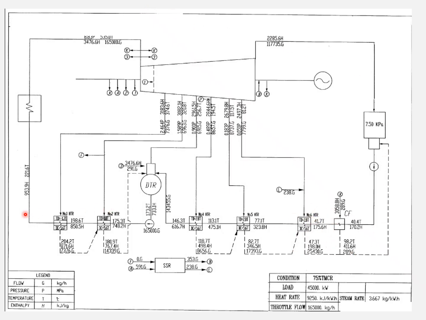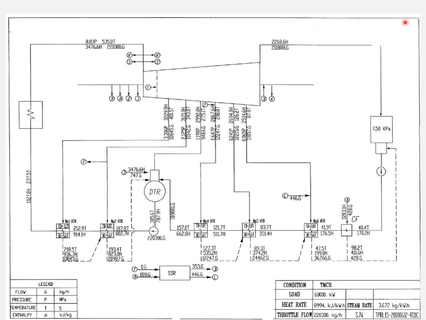So the logic is, when the water entering the boiler is already hot, the boiler does not need as much energy to raise the temperature up to the turbine requirement. Okay, I will give you another example, the TMCR condition.